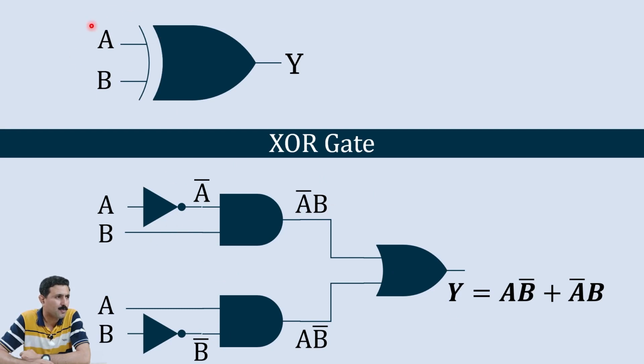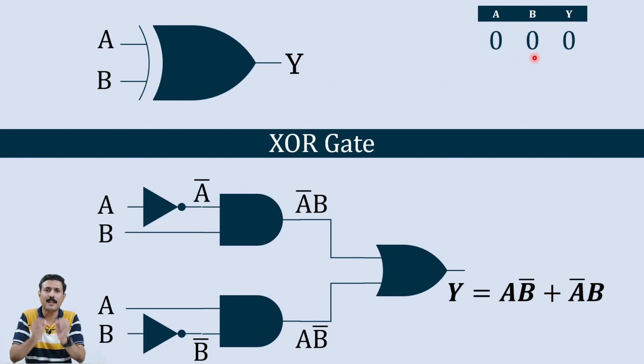Now we'll give input to this circuit and see what type of output we are getting. First we'll start with the 0 0 input. When we give both inputs as 0 0, what will be the output? That we are going to explore. From the truth table, when A and B are both 0, the output is 0. So A is 0, B is 0 and the output is 0. We'll use the same input in this equivalent circuit: A is 0, B is 0, A is 0, B is 0.